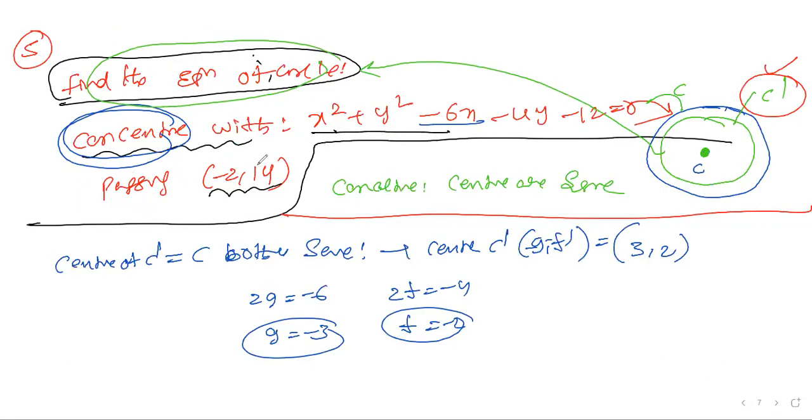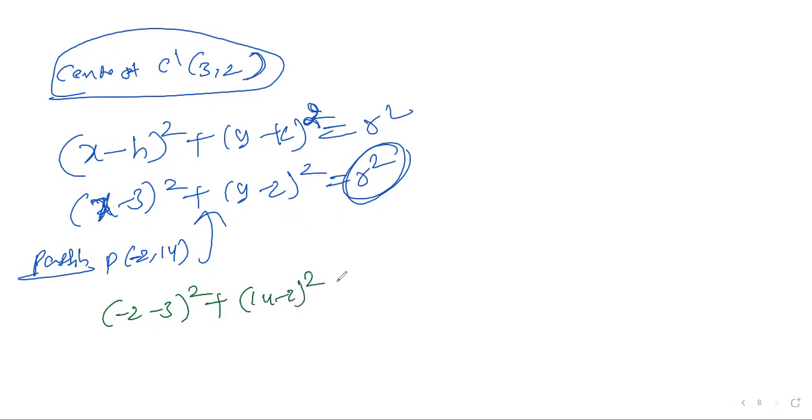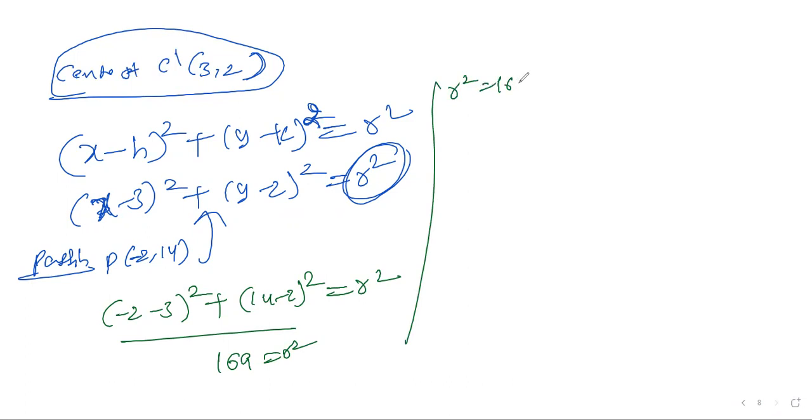So to find r, they mentioned that the circle passes through the point minus 2 comma 14. So substitute minus 2 comma 14 in the equation. What happens is minus 2 minus 3 whole square plus 14 minus 2 whole square is equal to r square. Am I clear, or any doubt? If you simplify, the total answer is 169 is equal to r square. So r square is equal to 169, so r is equal to 13. The square root of 169 is 13.